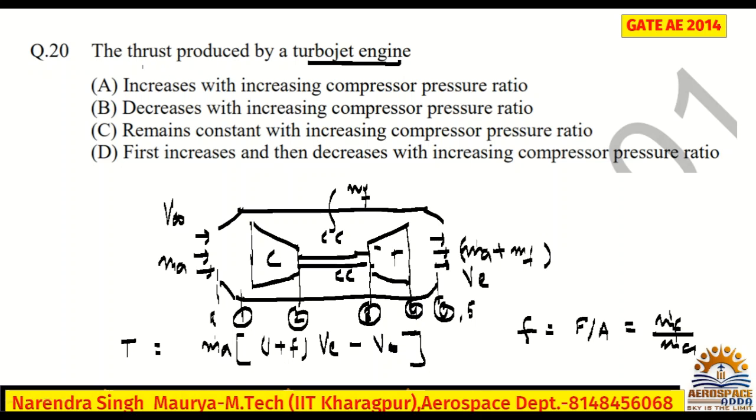The thrust of the turbojet engine increases with increasing compressor pressure ratio, decreases with increasing compressor pressure ratio, remains constant with increasing compressor pressure ratio, or first increases and then decreases with increasing compressor pressure ratio. That is the question. First we need to understand how thrust is related to the compressor pressure ratio. That is the very important point that we need to understand.